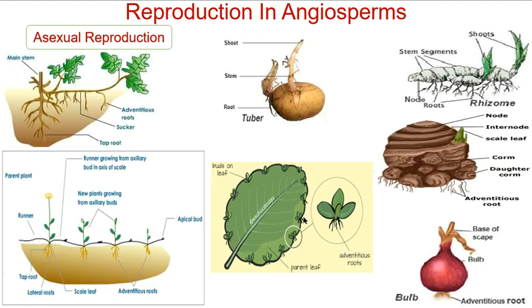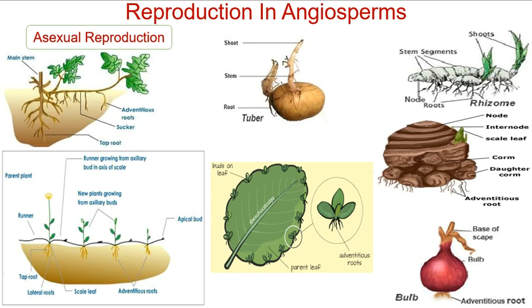Today we are going to do reproduction in angiosperms. Because we have already done all the reproductive methodologies of the plant kingdom, see my previous video to be sure about that. Today, moving forward, we will see angiosperms can reproduce asexually and sexually both. First comes asexual reproduction in angiosperms.